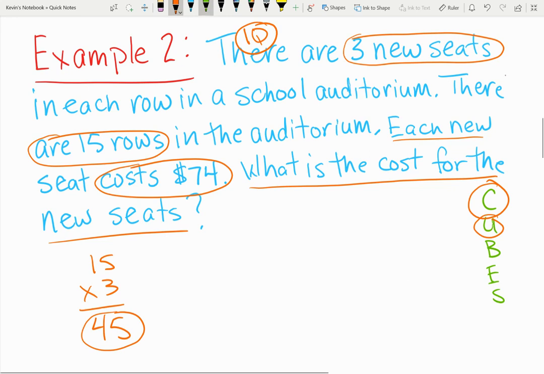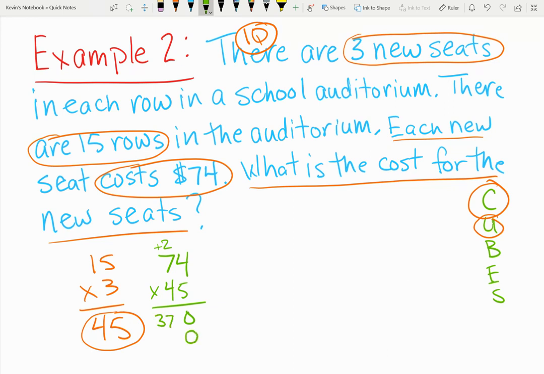So if one of these is $74, then we're going to use, you guessed it, multiplication to figure out the final cost. I'll go ahead and choose a different color. So I'm going to do $74 times our amount of seats, 45. So I'm just going to do the regrouping method. 4 times 5 is 20. 7 times 5 is 35. Add your carryover, 37.